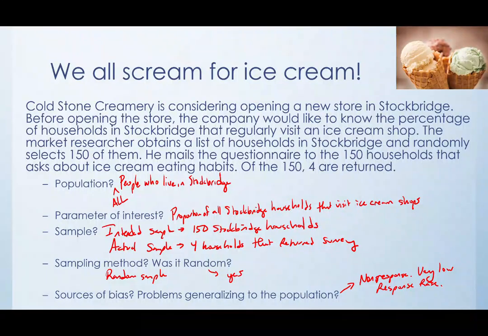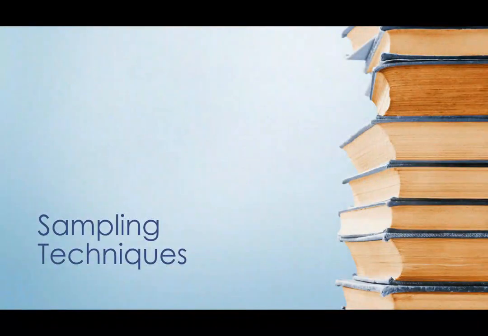And so we've only learned about those 4 people, which are probably, hopefully, rabid Cold Stone Creamery fans who are like, please, please, please get one in the area, right? So it's not going to be representative, which means we can't generalize it to the population of all Stockbridge residents or all Stockbridge households. Okay, so now we're going to next up, sampling techniques, and in the next video.